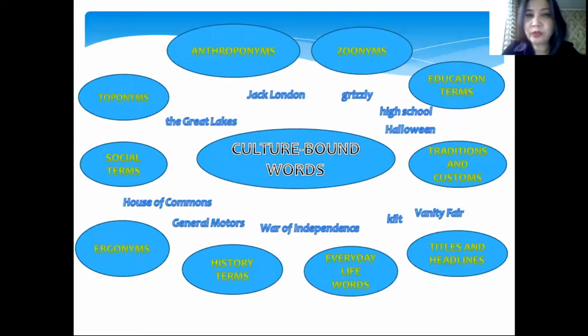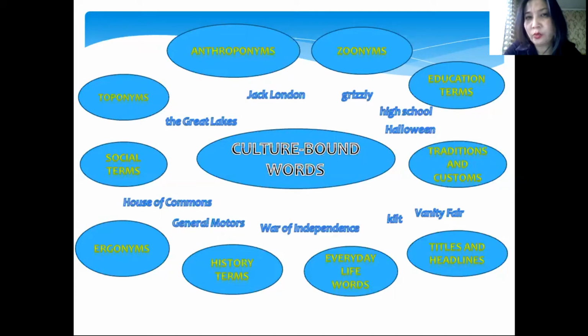Now let's talk about culture-bound words in terms of semantic fields. The first biggest one is toponyms or geographical names. For example, the Great Lakes, or Almaty, Astana, Chicago, New York. So the next, anthroponyms or people's names. For example, Jack London, Winston Churchill, Shokan Walikhanov, Abay Kunanbayev. The next group is zoonyms. Here we say about the species of animals who don't inhabit or don't exist in some other areas besides the only one.